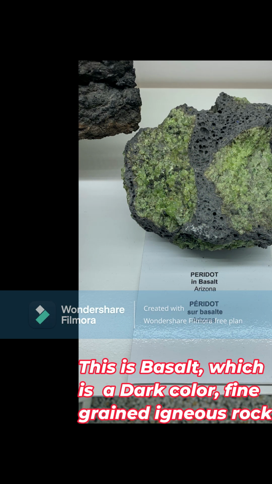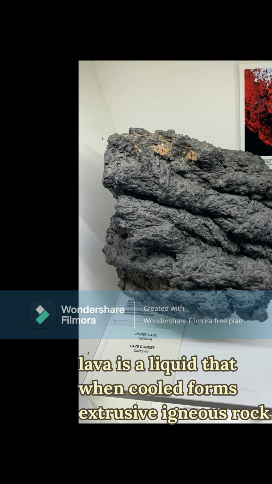This is basalt, which is a dark color, fine-grained igneous rock. Notice the color, the texture, and the shape. It has some green and gray in it. It looks very rough. Lava is a liquid. When lava cools, it forms extrusive igneous rock. Notice the texture, the coloring, and the shape. Very irregular shaped and black.